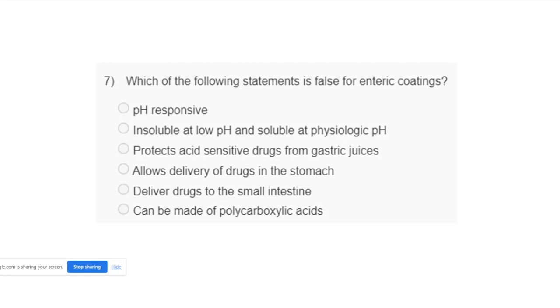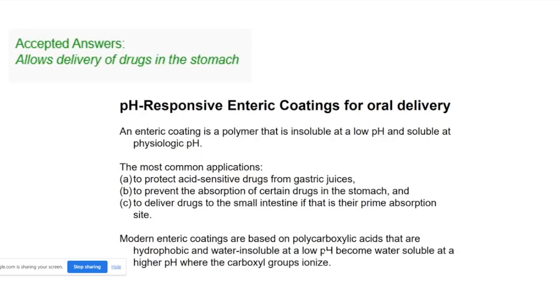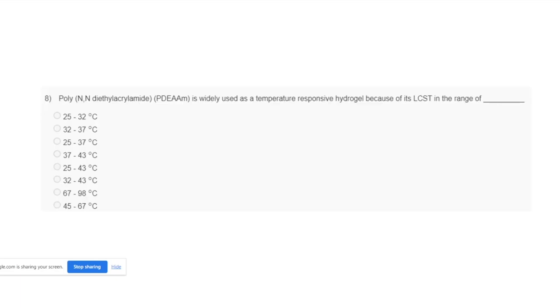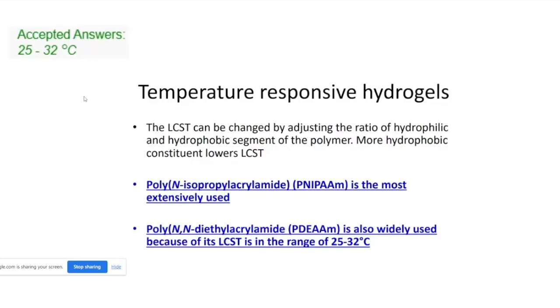Which of the following statements is false for enteric coatings? So here the correct answer would be allows delivery of drugs in the stomach. So it prevents delivery or degradation of drugs in the stomach. Eighth question was poly-N-isopropylacrylamide is widely used as a temperature responsive hydrogel because of its LCST in the range of, so here 25 to 32 degrees Celsius will be the correct option. This has an LCST in the range of 25 to 32.